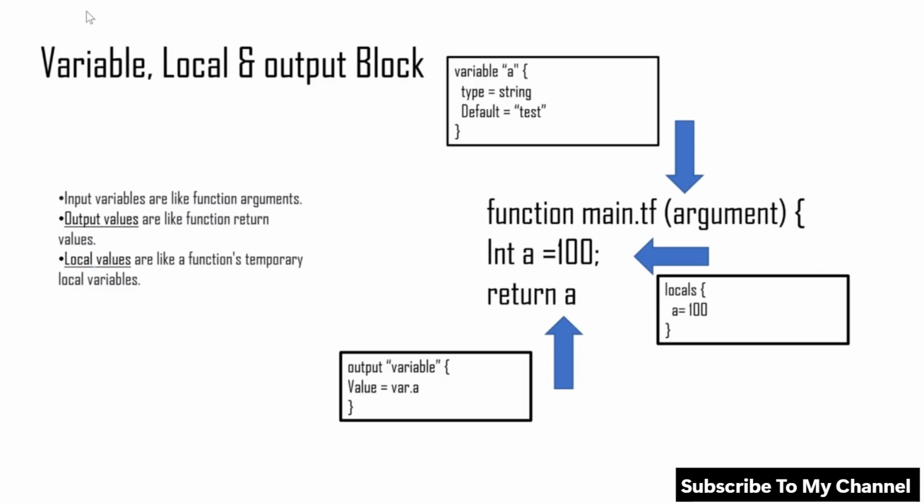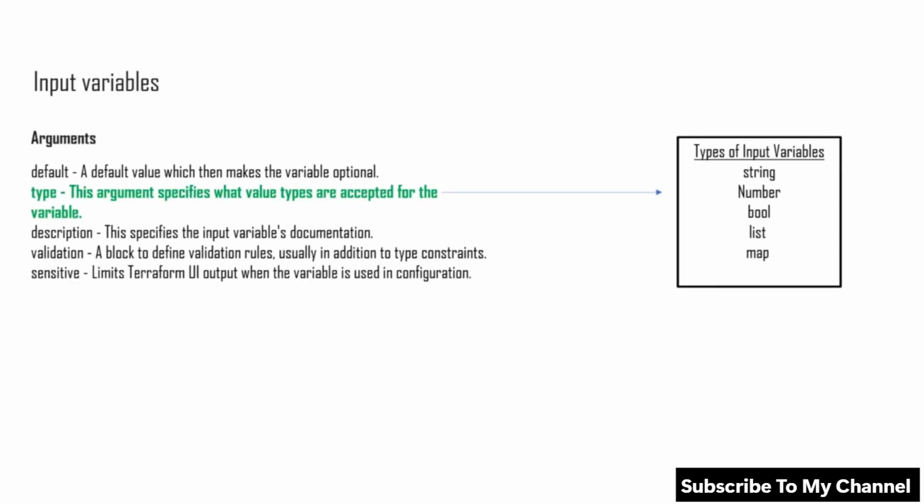Now let's assume that you want to return your function to another module, for example. Then you can use an output block. Here I've created an output variable, and this variable I have defined as var.a. That basically means it will take in the value of 100 that I have defined in my local. Based on this, you could consider the input variables like the function arguments, the output values as the function return values, and the local values as the function's temporary local variables whose scope is defined within that particular function.